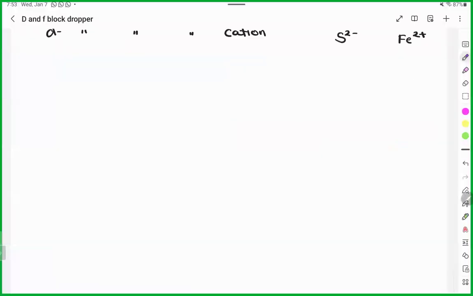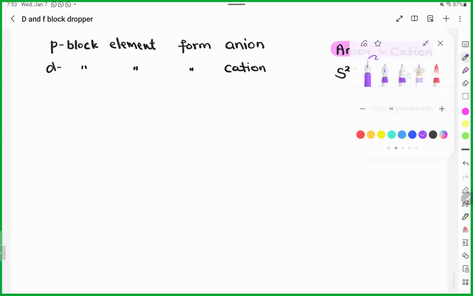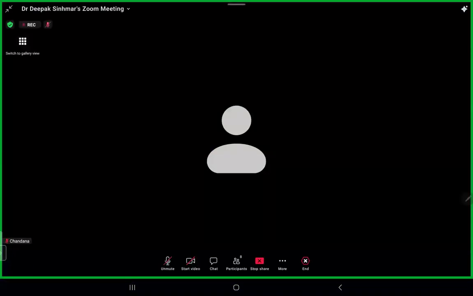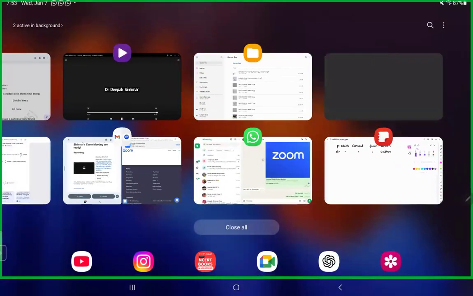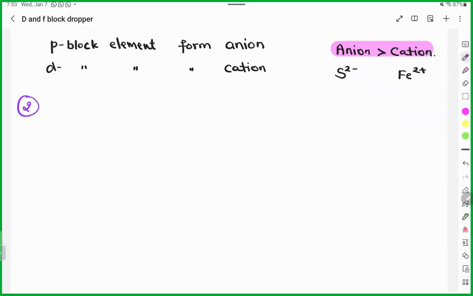Yes, guys. So this atomic radii and ionic radii is done, and ionic radii is more important because there are more questions. Just give me a minute. Okay. So second is the metallic character.